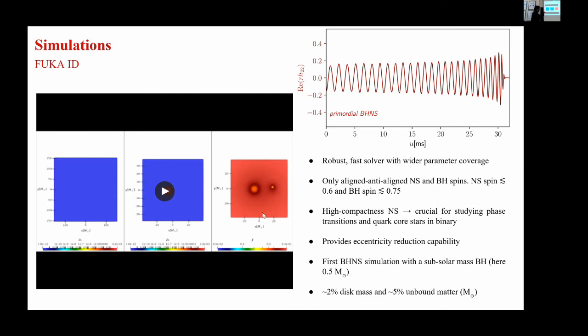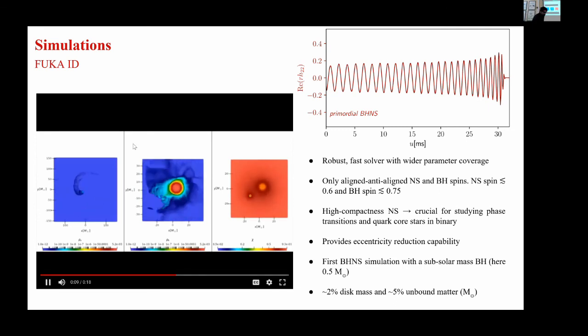And here is the waveform from that simulation. And at the bottom, I have a movie from the same simulation, basically. This here shows the unbound matter density and the bound matter density. And then here we have a geometric quantity just to see the locations of the compact objects.